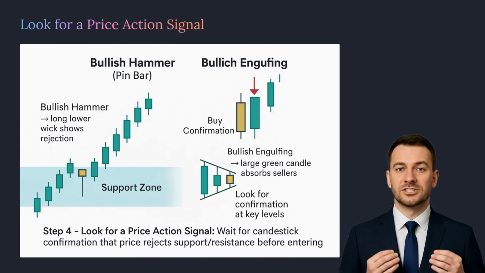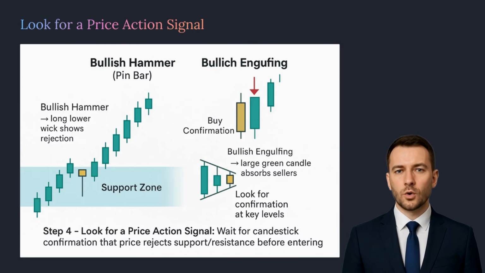This is where candlestick patterns come in. You are essentially reading the tape at the critical moment. Common signals to enter a long trade in an uptrend at support include a bullish engulfing candle, a hammer pin bar with a long lower wick, a morning star pattern, or even just a strong bullish full-body candle that breaks above the high of the last few candles.